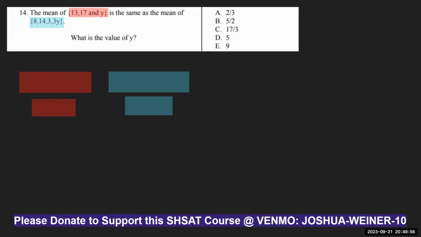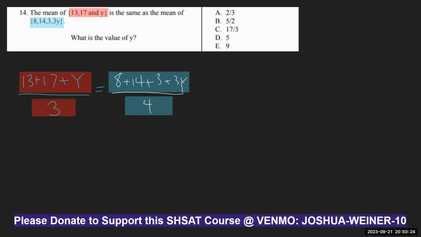So here we go. So we have 13 plus 17 plus y. That's 3 things, so we divide it by 3 to get the average. That's equal to, wait, I want white chalk, so let's switch to chalk. 8 plus 14 plus 3 plus 3y upon 4 elements. We're going to divide by 4.